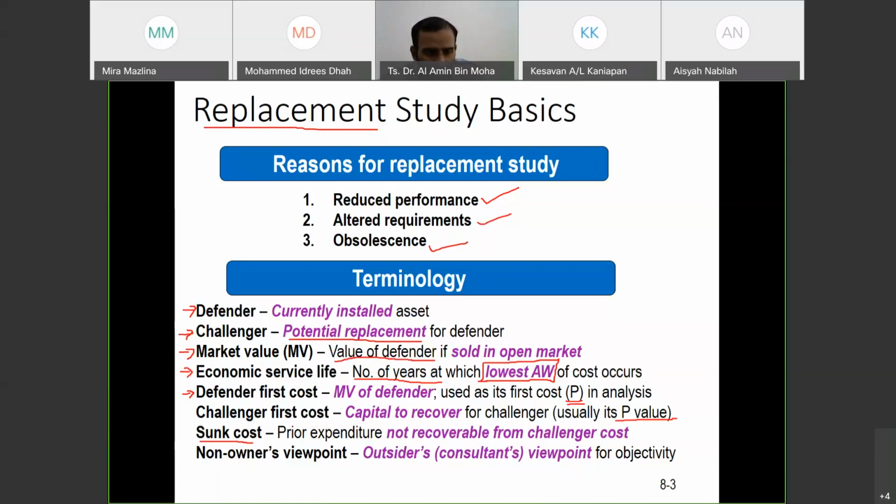Sunk cost is prior expenditure that is not recoverable from the challenger cost, which means that we have some deduction when we want to do the replacement. And also the outsider viewpoint, formerly known as the owner's viewpoint, is actually the outsider's view or the consultant's viewpoint on certain issues. So this is some of the terminology that we may see in the coming slides and towards the end of the lecture of this chapter.